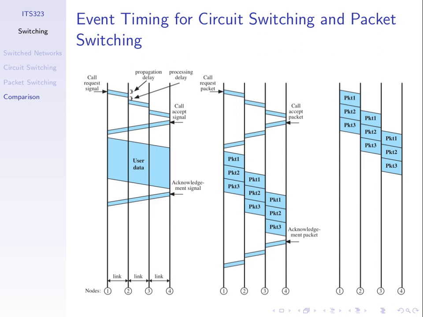In the first two cases, we need to set up a connection. There are slightly different ways in which that's performed, but the basic approach is that we send a short request message from source to destination, which responds with, in this case, a call accept or a connection accept message. Similarly with virtual circuit packet switching, we send a call request packet and it responds with a call accept packet, saying we accept, we're prepared to receive the data.